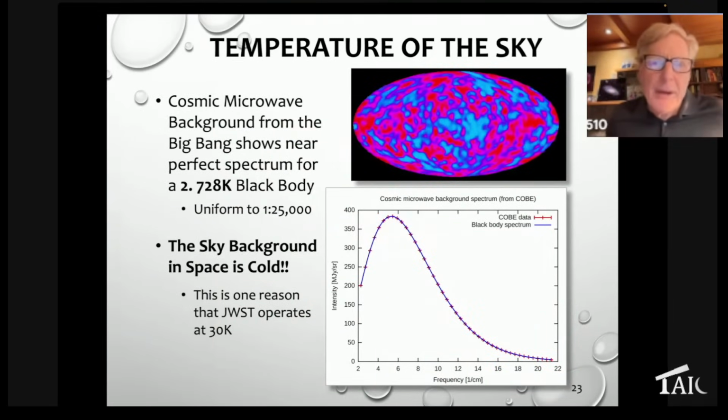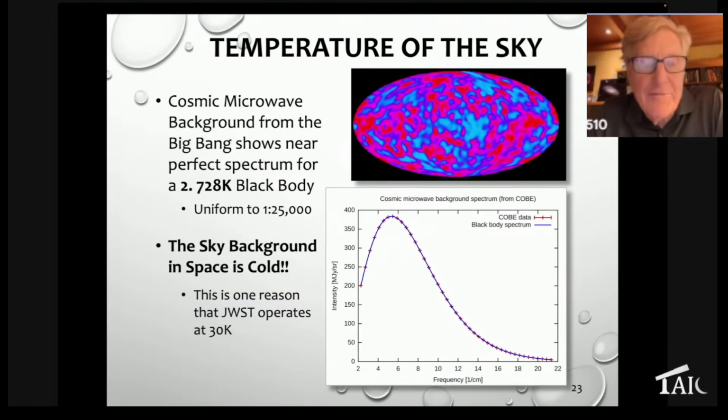So now we have to talk about the temperature of the sky. If we go to space and look out into space, and we did this with a satellite called the Cosmic Background Explorer, we measure the background radiation. It's almost a perfect fit to a black body spectrum.